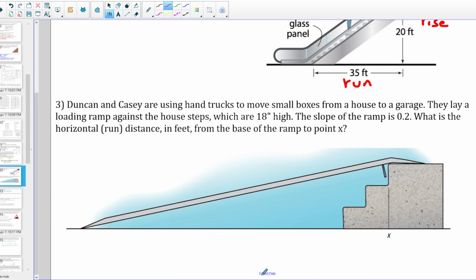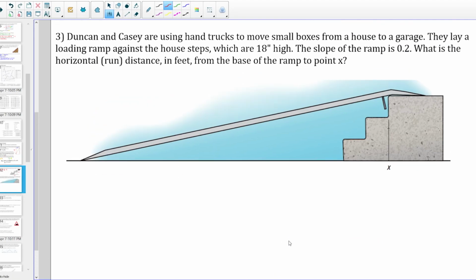This next question involves a lot of algebra, but we are still going to be using our slope formula. Duncan and Casey are using hand trucks to move small boxes from a house to a garage. They lay a loading ramp against the house steps, which are 18 inches high. The slope of the ramp is 0.2. What is the horizontal run or distance in feet from the base of the ramp to point X?